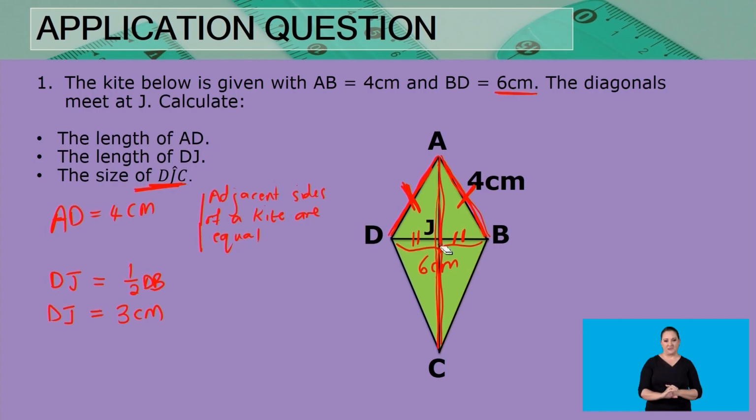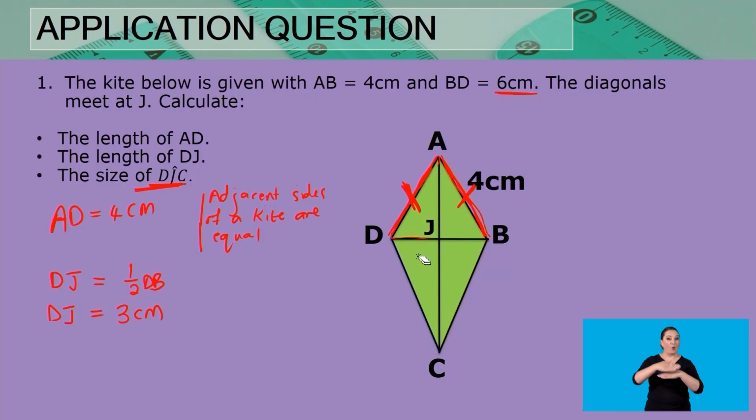So DJC, that would be now DJC, and that is that angle there where our diagonals meet. But what do we know about the diagonals of a kite and where they intersect? If you are thinking that they intersect at 90 degrees, you are absolutely correct. So that means that the size of DJC is equals to 90 degrees.